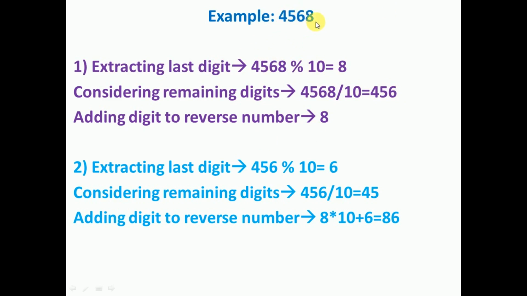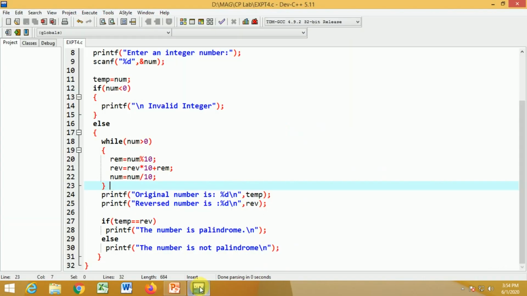So in this example, 4568, in order to reverse this number, as I told you, first you have to take the last digit, so this should be written first. After this you have to write the next to last digit, that is after writing 8, after 8 you have to write 6, after 6 you have to write 5, and after 5 you have to write 4. So let us see how this can be done in C. For that the logical code is already written. I have taken one simple example here, and along with the code I will discuss this example in parallel, so that it will be very clear for you.